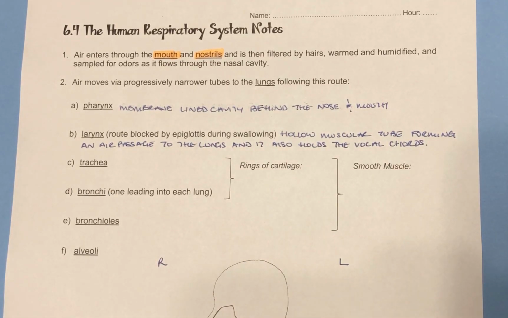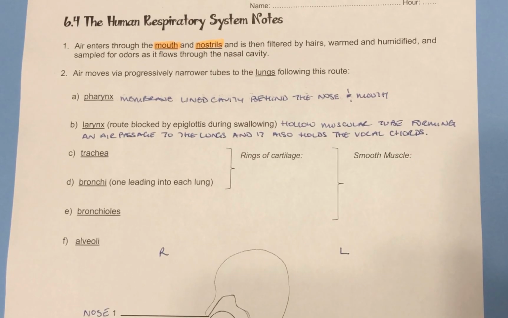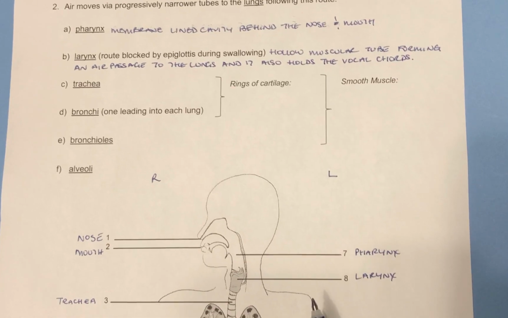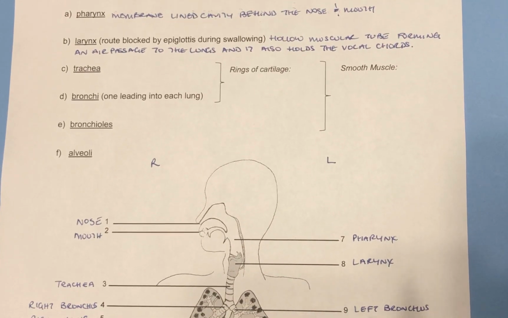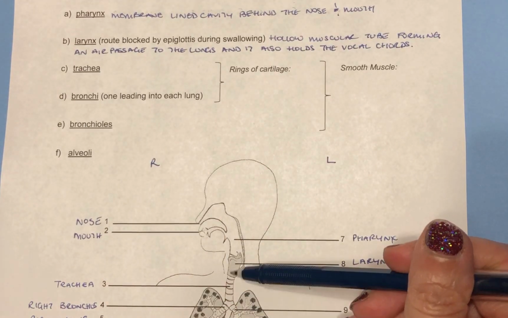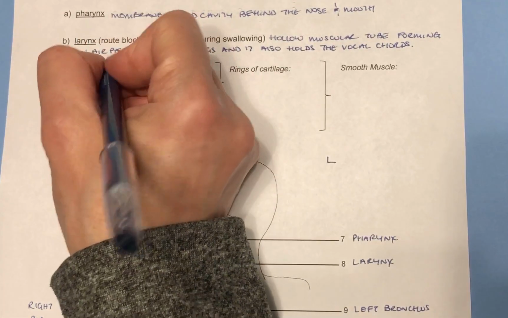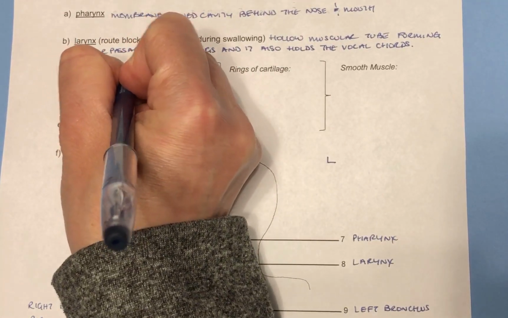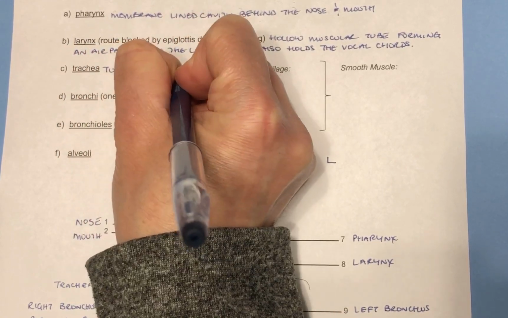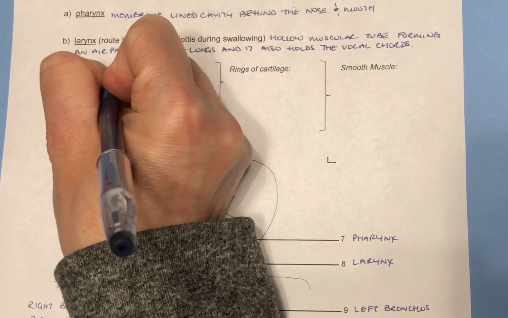So now we've been through the pharynx and we've been through the larynx. Now we're really getting into it, okay? We're really getting into the actual lungs themselves. So let me move it up just a tad. There we go. Okay. So the trachea, this is the tube that leading down to the lungs, okay?